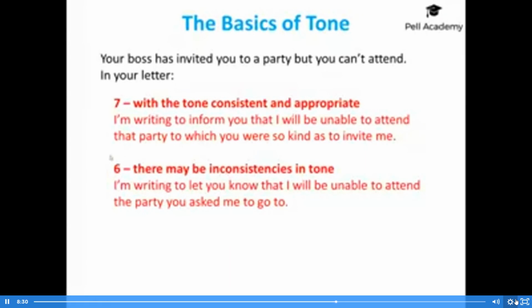Within that phrase, I'm writing to let you know, the phrase itself is formal, but let you know would be informal. This would be a more informal phrase. That I will be unable to attend, again very formal. Unable to attend the party you asked me to go to, so informal. So you've got that kind of mixture of formal and informal. Overall, that sentence is formal, but here, let you know and ask me to go to are informal. So that's inconsistencies in tone. When you look at that compared to the Band 7 paraphrase, that's quite different.